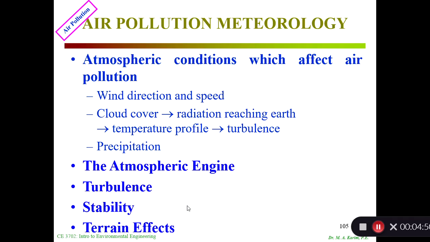The next topic is air pollution meteorology. Air pollution meteorology is basically the atmospheric conditions which affect air pollution: wind direction and speed, cloud cover, radiation reaching the earth, temperature profile, turbulence depending on the temperature profile, precipitation meaning rainfall, atmospheric engine (we'll see a little bit of how it works), turbulence, stability, and terrain effects, the hilly areas and the valley areas.